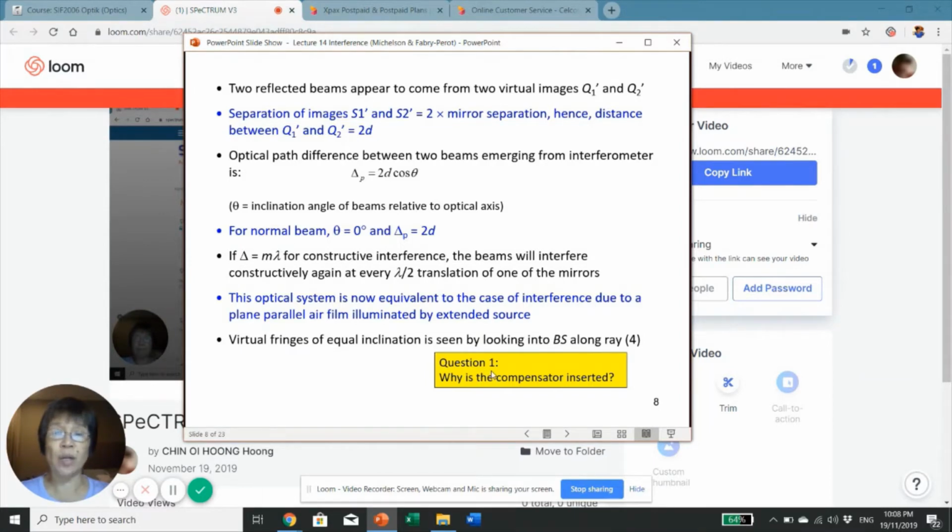We see question 1. Why is the compensator inserted? So please make your answer in spectrum.